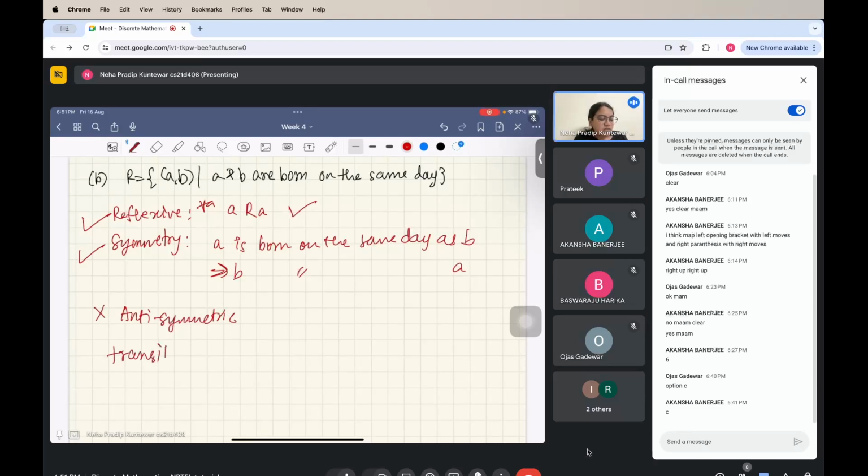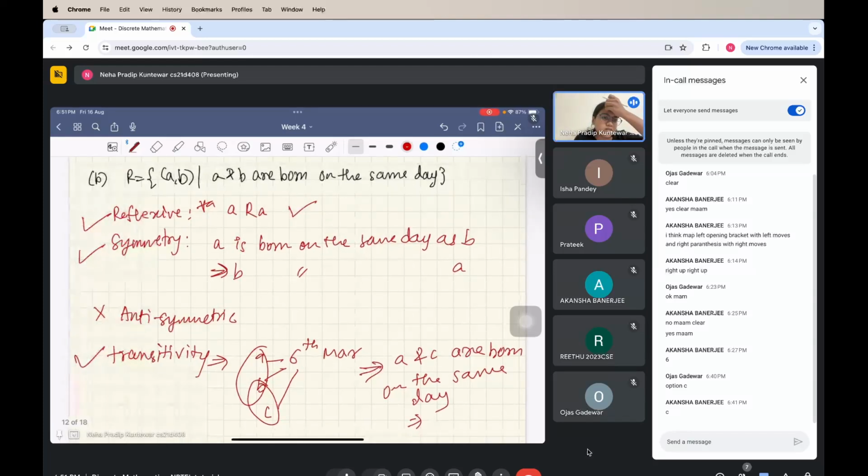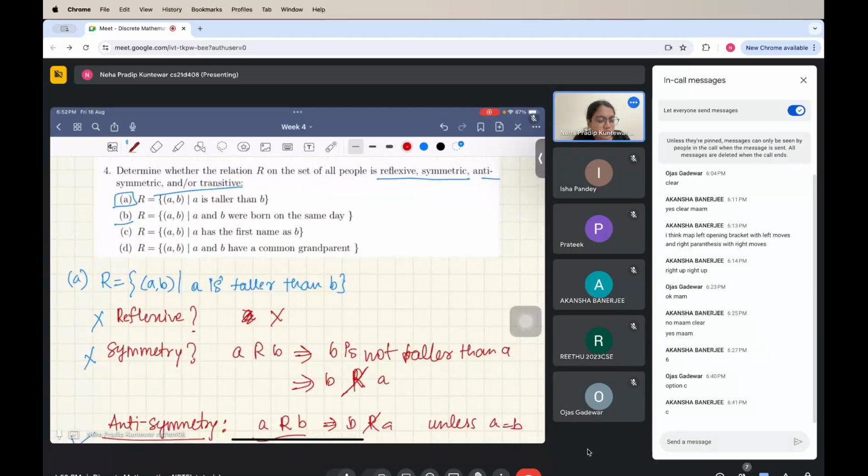And what about transitivity? Say A is born on 6th of March and say B is born on the same day, and so A and B are related. Let's say B and C are also related, so that means C was also born on 6th of March, and that directly implies that A and C are born on the same day. So this is transitive. So that is your answer for B. And what about C?